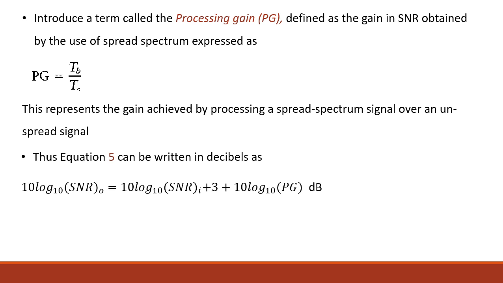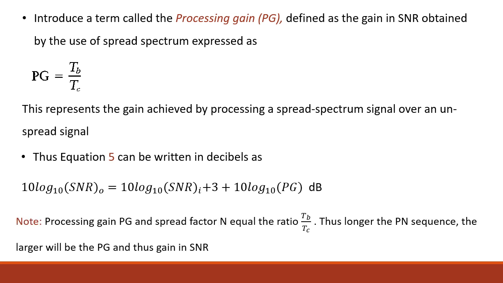Again, as we see in the expression, the SNR at the output is higher than the SNR at the input by a factor which is contributed due to the processing gain, or the factor PG. The processing gain PG and the spread factor capital N are both equal to the ratio TB by TC. Thus we can say that the longer the period sequence, that is, the larger the value of capital N, the larger will be the processing gain and thus the gain that is achieved in SNR.